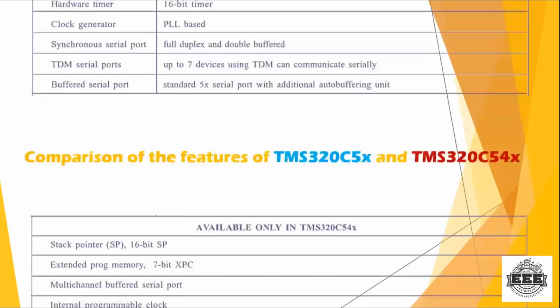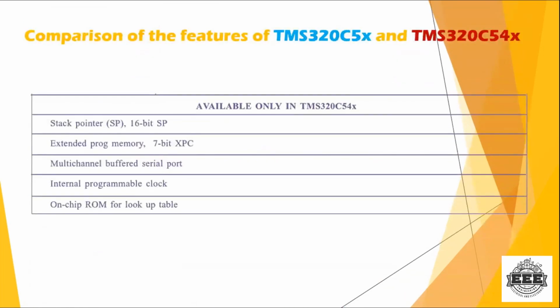Next, we are going to see the special features which will be available only in the TMS320C54x processor. These special features are a stack pointer, extended program memory, multi-channel buffered serial port, internal programmable and on-chip ROM. So these are the special features which are only available in the TMS320C54x processor.